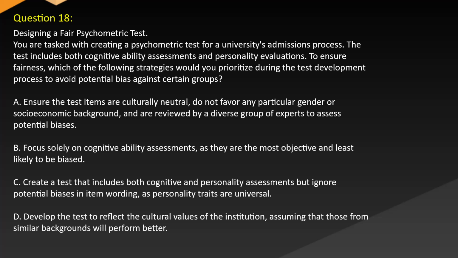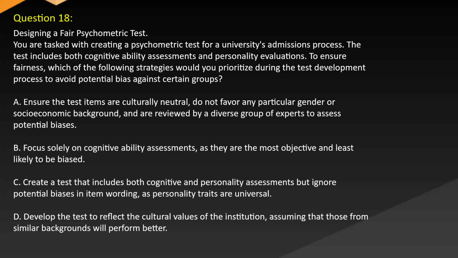You are tasked with creating a psychometric test for a university's admissions process. The test includes both cognitive ability assessments and personality evaluations. To ensure fairness, which of the following strategies would you prioritize during the test development process to avoid potential bias against certain groups? A. Ensure the test items are culturally neutral, do not favor any particular gender or socioeconomic background, and are reviewed by a diverse group of experts to assess potential biases.